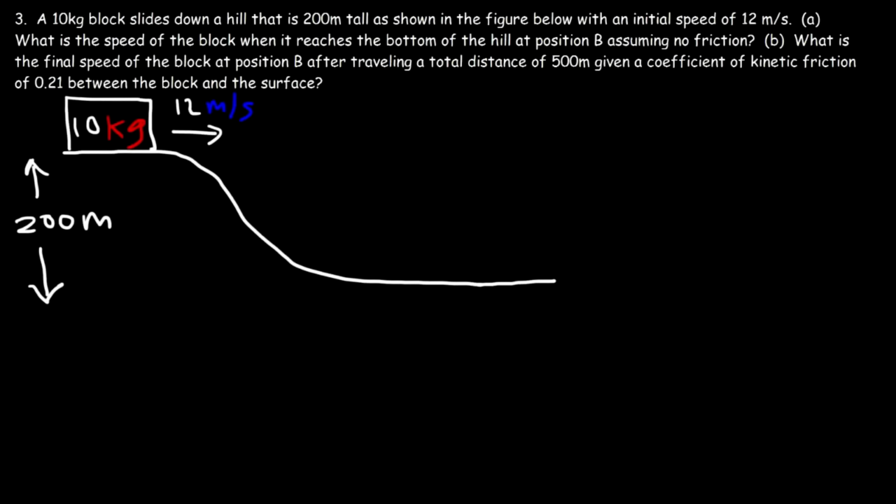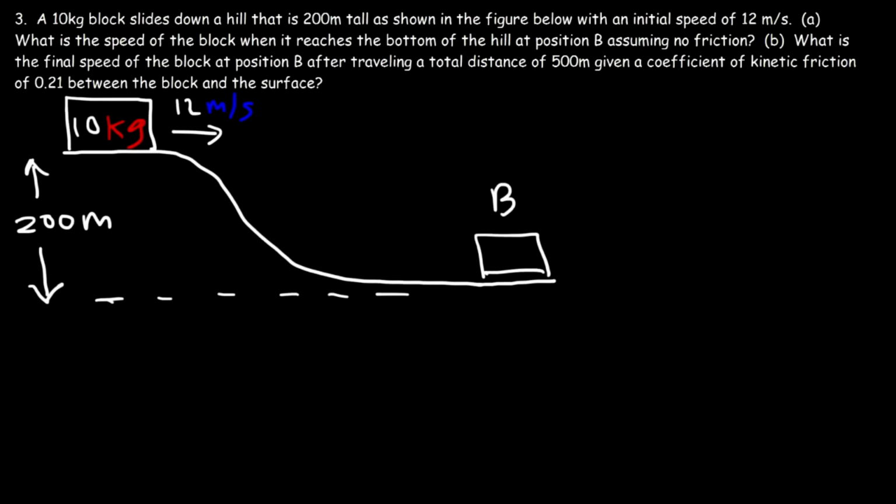Number 3, a 10 kilogram block slides down a hill that is 200 meters tall, as shown in the figure below, with an initial speed of 12 meters per second. What is the speed of the block when it reaches the bottom of the hill at, let's say, position B?